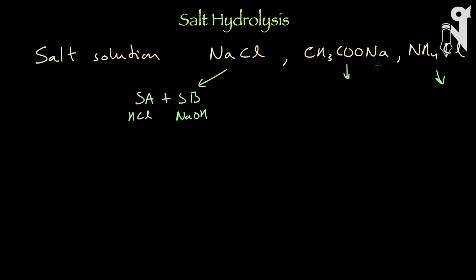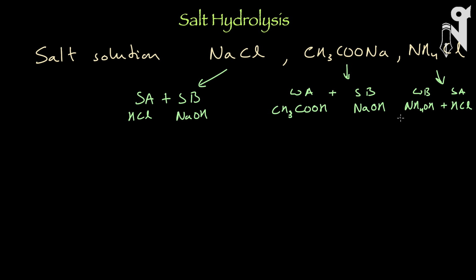And what about this one? Again, it's an acid-base reaction. So what is the associated acid? The acid is CH3COOH, acetic acid, right? So it's a weak acid reacted with a strong base, and that is NaOH. Similarly, this one is a reaction of a weak base, which is NH4OH, when reacted with a strong acid, which is HCl.